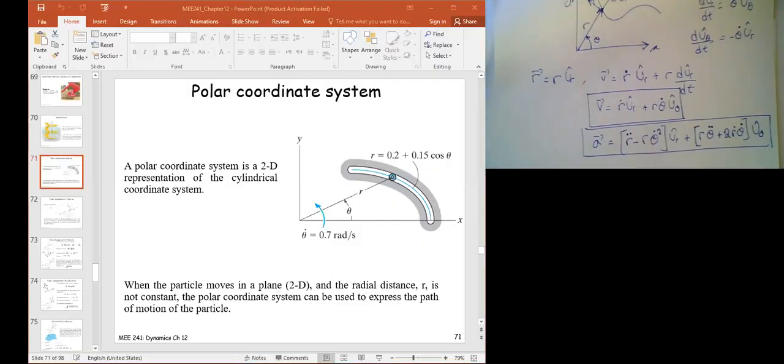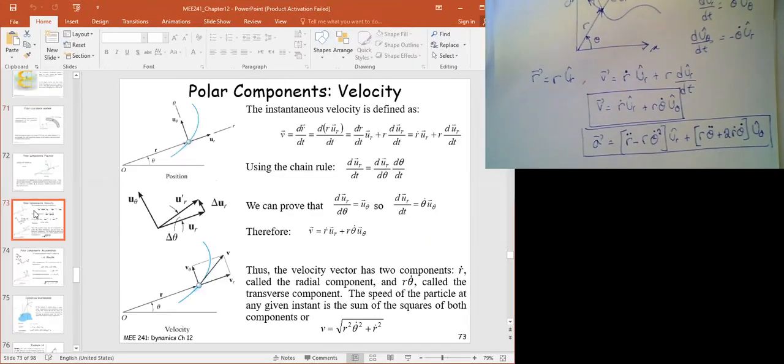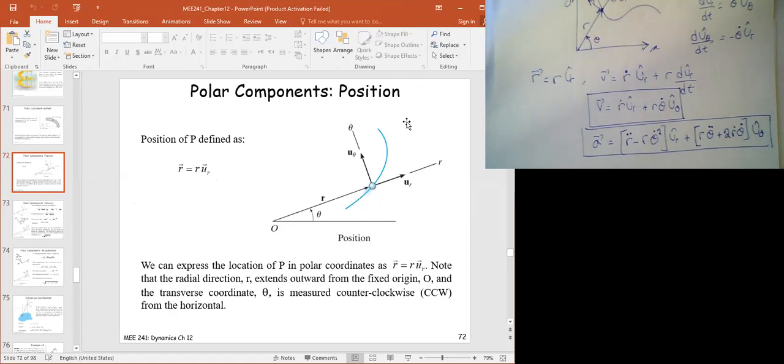Okay, and those of you who want to really excel in this course, you want to do as many examples as you can. So this is the book explanation of it. We have a curve, we have R, we have UR, and then theta. We know R is going to be equal to R UR.